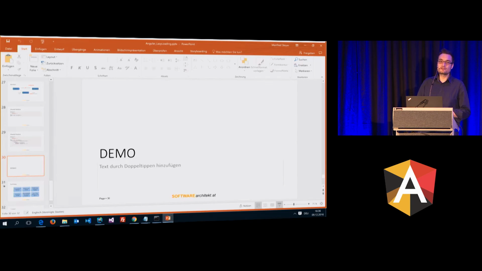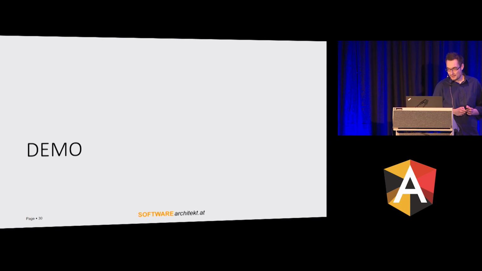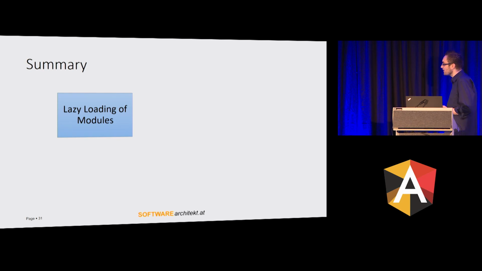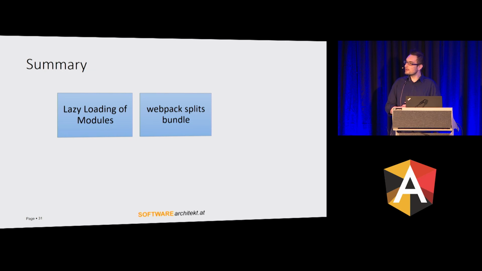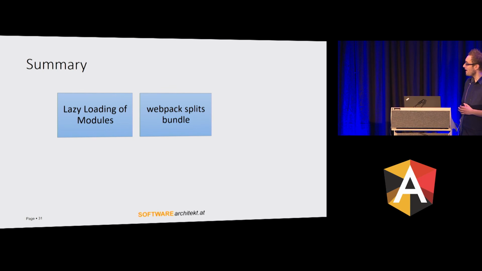Okay, let me sum up what we have seen in this presentation. We have seen a whole bunch of features of the newest router. For instance, we have seen that lazy loading modules is very easy when it comes to the new router. You just have to point with a property to the name of your module you want to lazily load. We have also seen that Webpack can be our friend. Webpack has this nice, nifty Angular 2 router loader that is splitting up your bundle into several chunks, and every chunk can then be loaded lazily by the router.